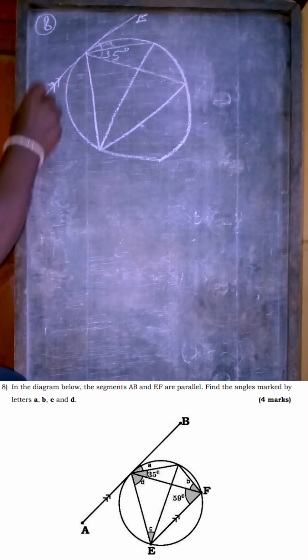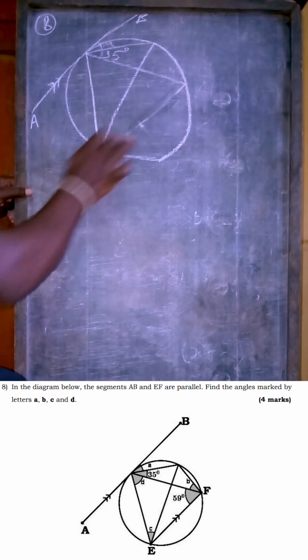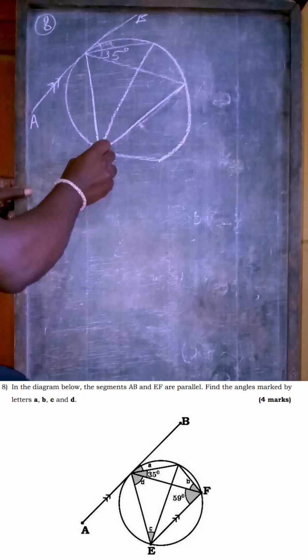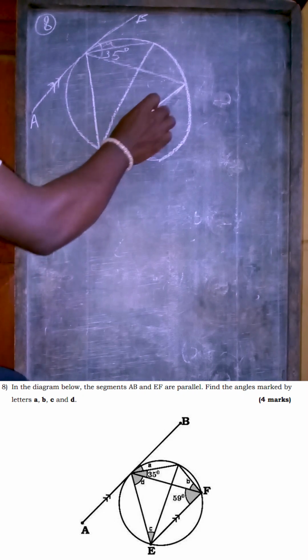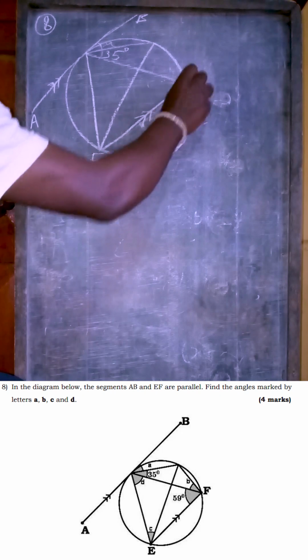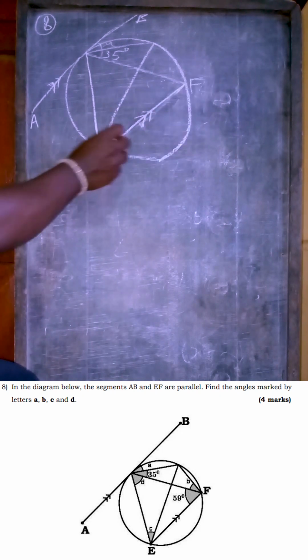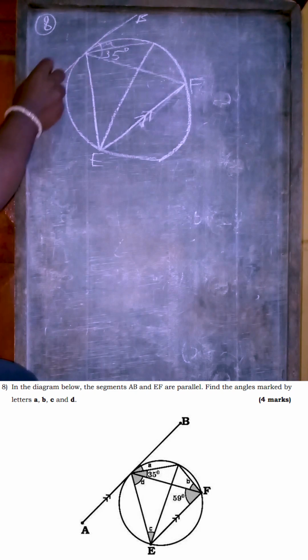Try to look here, and they say that here, this line is the line EF, and the line EF in the condition is parallel to the line AB.